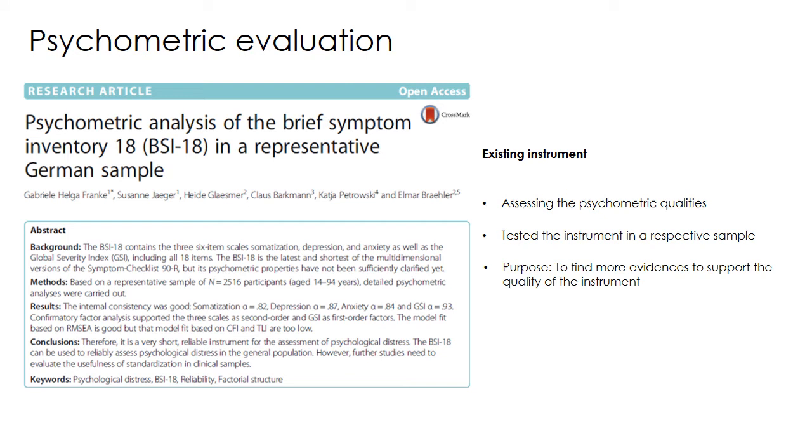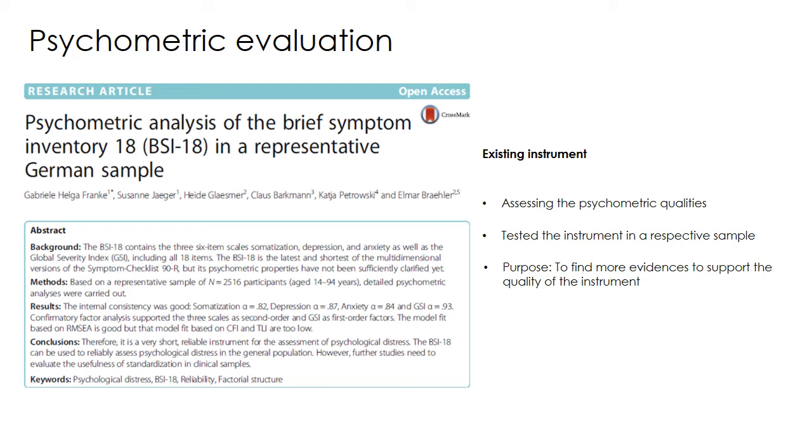Another branch of psychometric studies, or measurement study, is psychometric evaluation itself. This is an article where a group of authors assess the psychometric qualities, the reliability and validity, of an instrument called the Brief Symptom Inventory on a specific sample. The Brief Symptom Inventory 18 has been developed and used widely to screen patients. This instrument was developed in the US or in some other Western countries, and it has been used over there for many years.